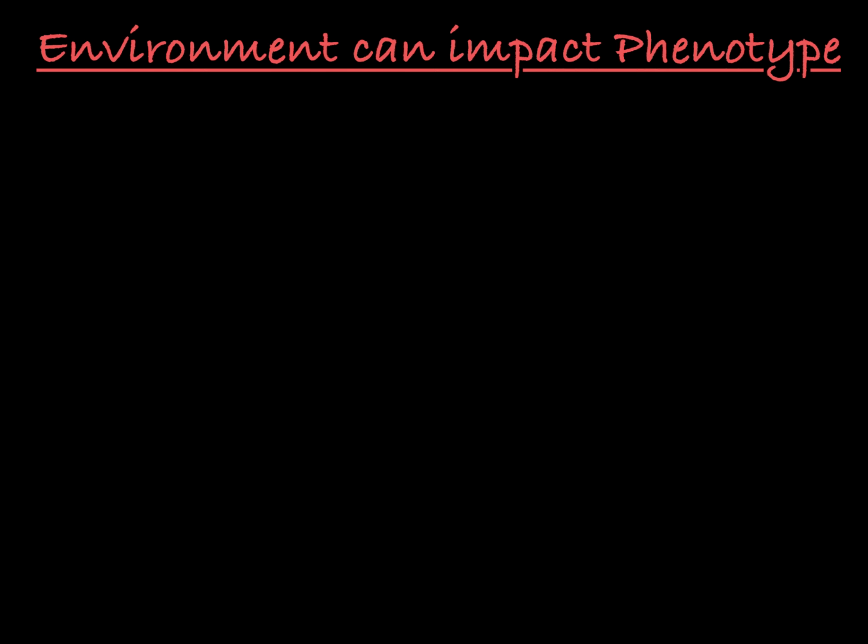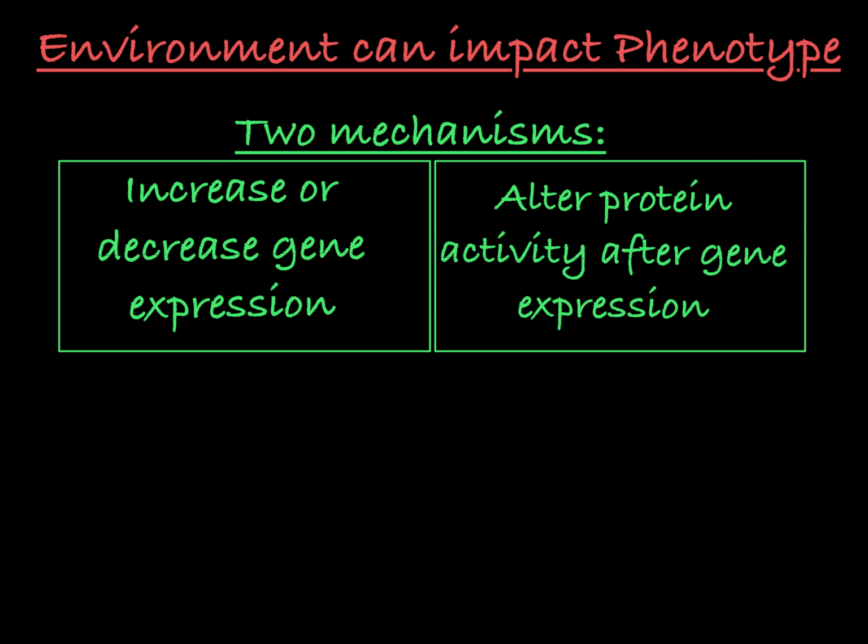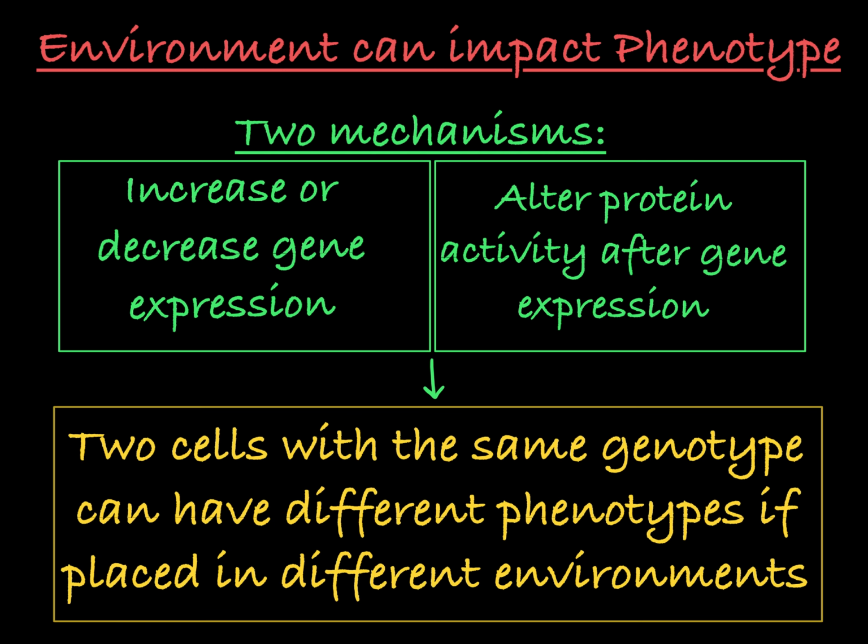This can happen in two ways. Your environment can trigger or shut down the expression of a gene. Alternatively, your environment can alter the activity of the protein created through gene expression. In both of these cases, this means a different environment can cause two cells with the same genotype to have completely different phenotypes.